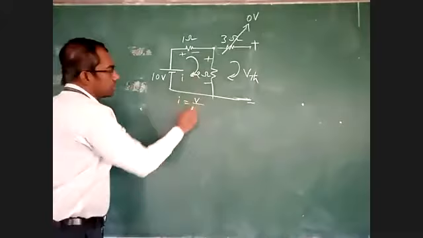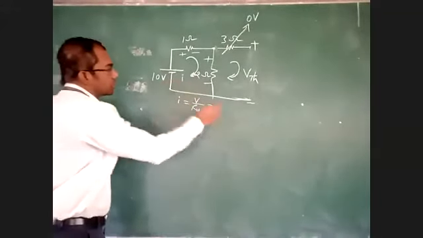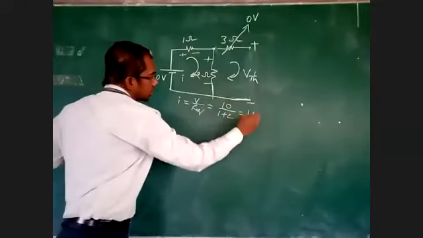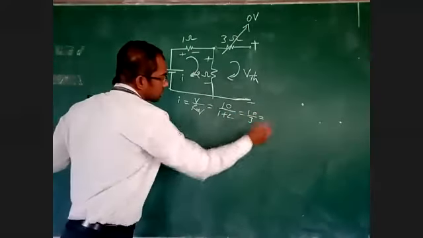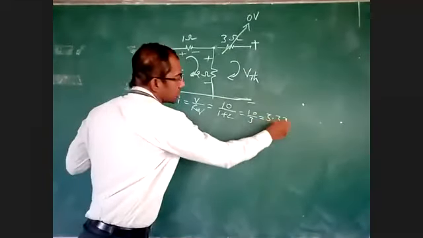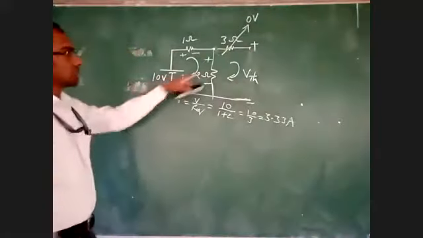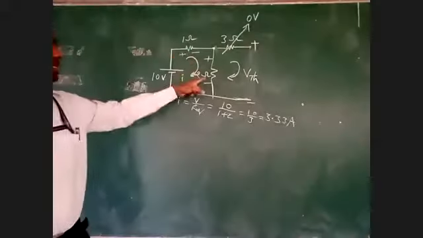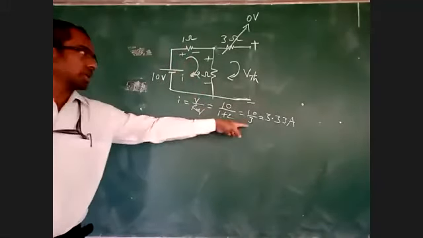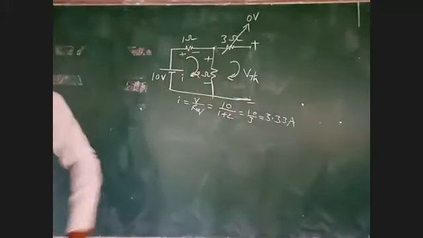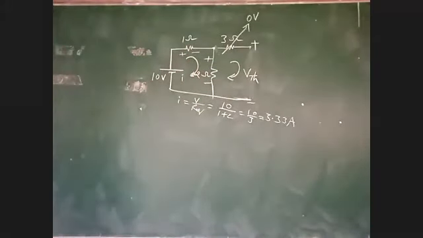I is equal to V by R equivalent. Here V is 10 divided by 1 plus 2, which is 10 by 3. How much? 3.33. So the current in 2 ohms I have determined. Since 1 and 2 are in series, the current in 1 ohm is 3.33. The current in 2 ohms is also 3.33. In series, the current will be the same. I have determined the current in 2 ohms.